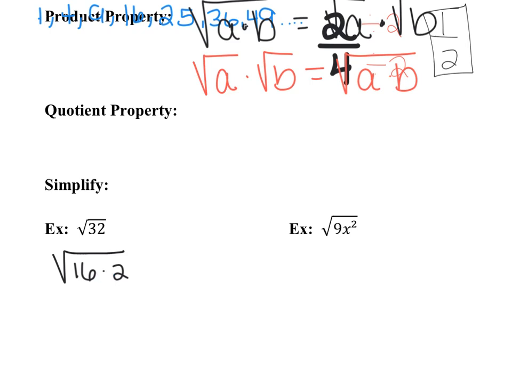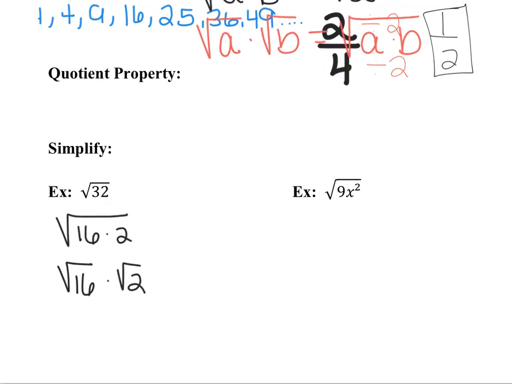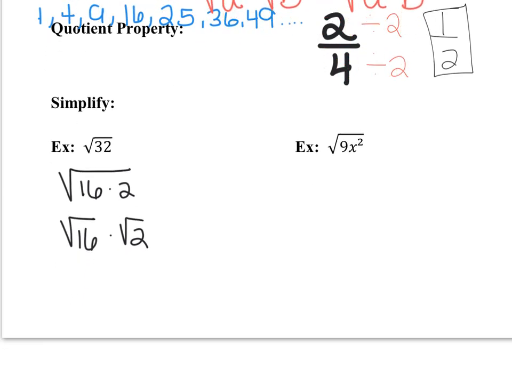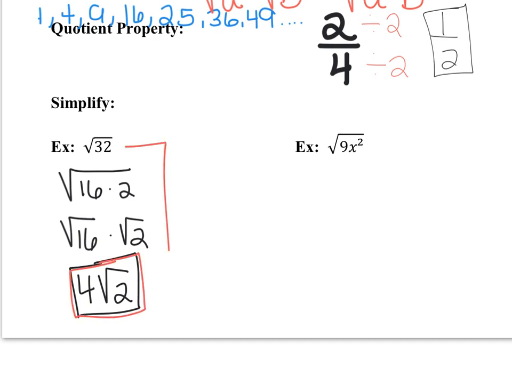But now that I've created multiplication, according to my product property, I'm allowed to split and give each of them their own radical. So I can make it radical 16 times radical 2. And now that I have that, I know that the square root of 16 is 4. So that gets to come out of the radical, and I don't know the square root of 2, so that's my final answer: 4 radical 2. So this is a simplified version of the square root of 32. It's finally considered to be in simplest form when I get here.